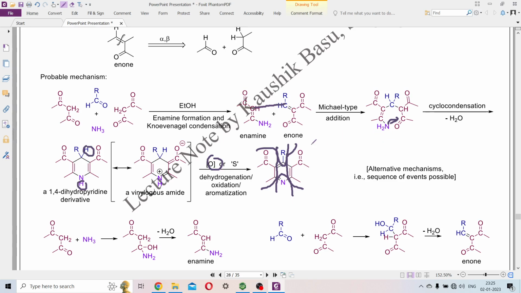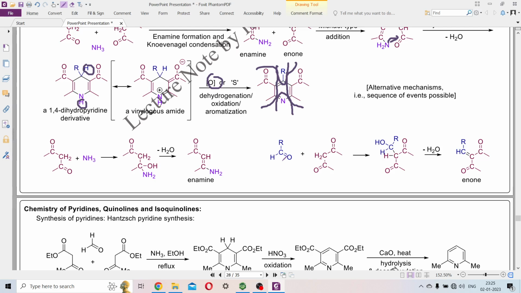So it may so happen that maybe this enamine will condense with the aldehyde and then it will condense with the other active methylene. But those are possibilities which cannot be ruled out, but this seems plausible enough. The mechanism of enamine formation and the mechanism of the aldol type of reaction, which is a Knoevenagel reaction leading to the enone, is also outlined here.